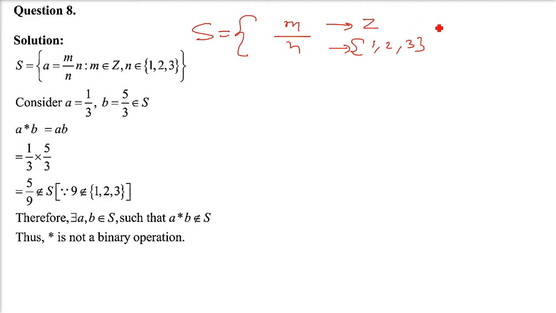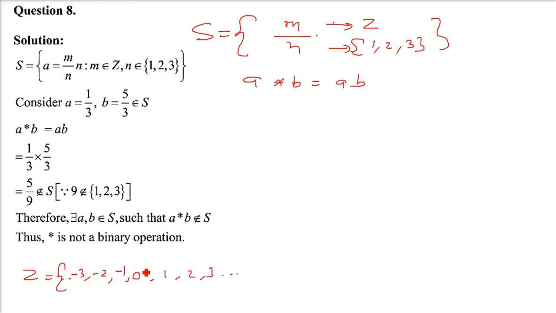So what you have to prove is that star on S, that is the operation on S, defined by A star B equals AB, A into B multiplied by B, is not a binary operation. Okay. So let us take certain example here. M should always come from Z. Z is what? These are all negative and positive, 1, 2, 3 till infinity. Negative 1, negative 2, 1, 2, and this goes up to infinity on either side.